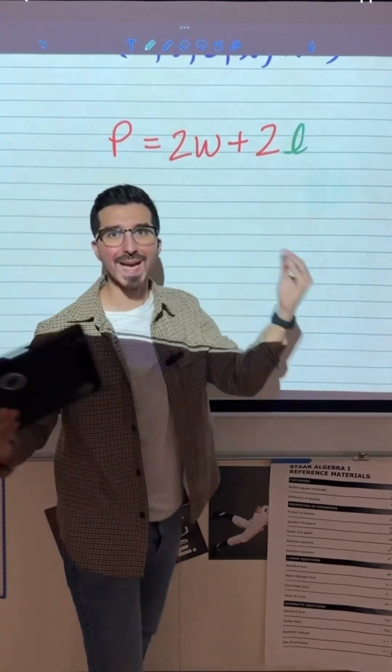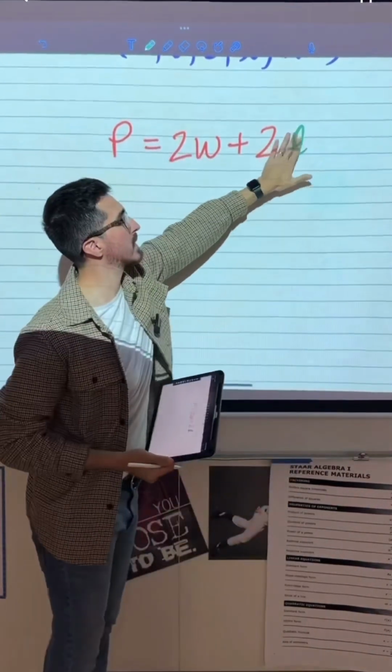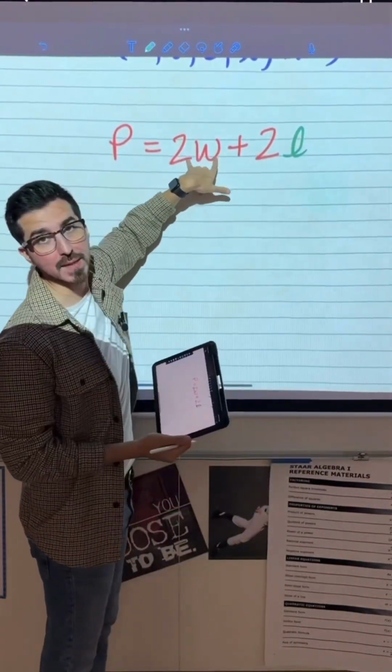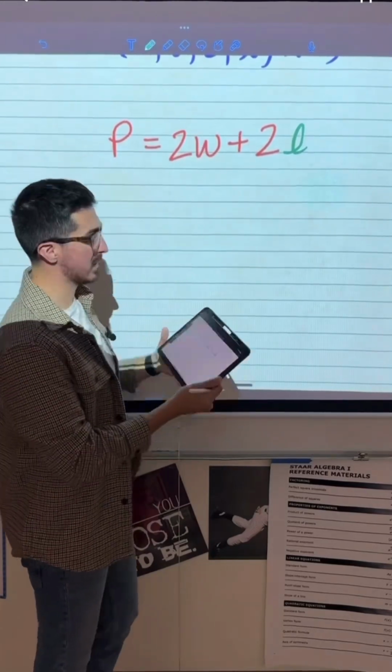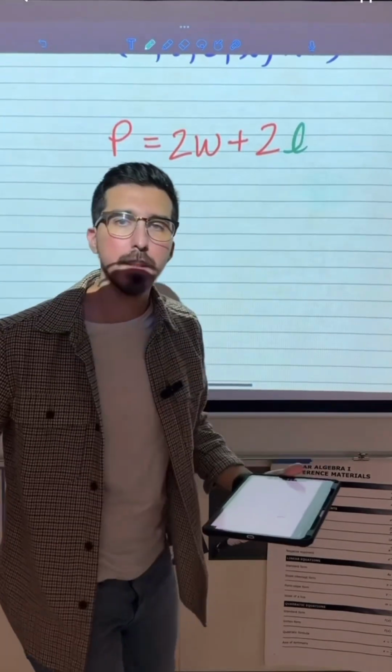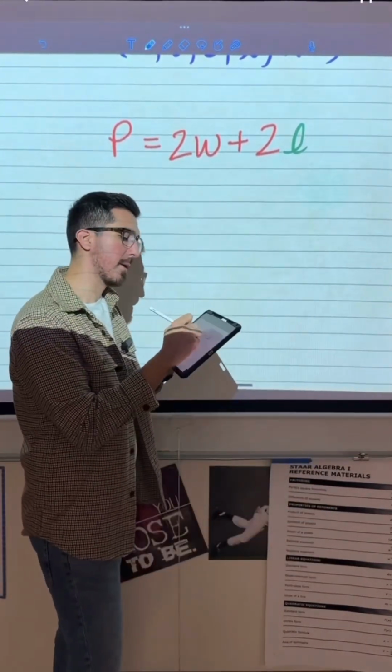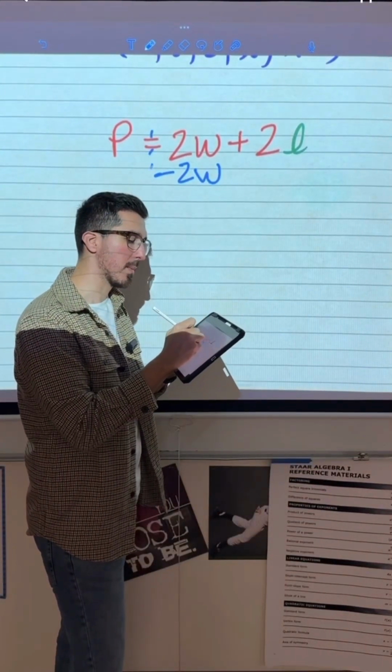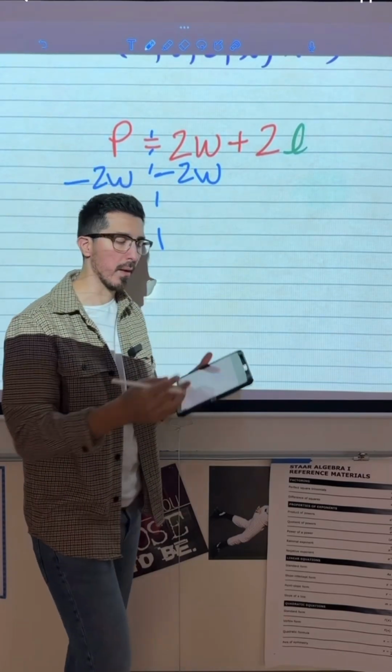So step one is we work outward in. If I want to get this by itself, first I need to cancel this out. How do I get rid of this and move it to this side? Inverse operation. If this is a positive 2w, the opposite would be subtracting 2w, right? So I'm going to say minus 2w here. I draw my little line, minus 2w here.